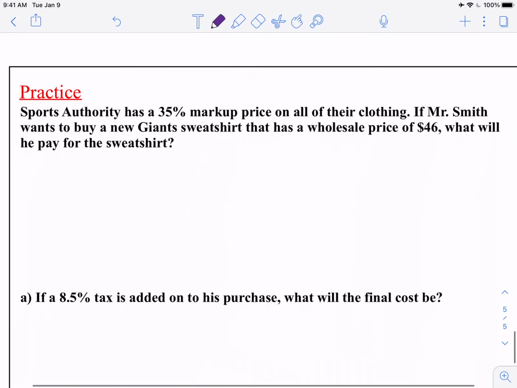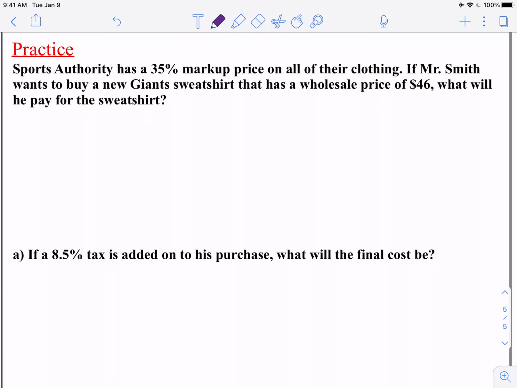Okay, let's try one more. This one says Sports Authority has a 35% markup price on all of their clothing. Mr. Smith wants to buy a new giant sweatshirt that has a wholesale price of $46. What will he pay? And then we're going to add a tax on top of that. So we set up our blank proportion. I like to set up 2 blank ratios, put 100 in. Our markup up top is going to be 135, right? They're adding 35% on top of the full price here. We want to add 35%, not take it away. So 46 on the bottom and X on top.